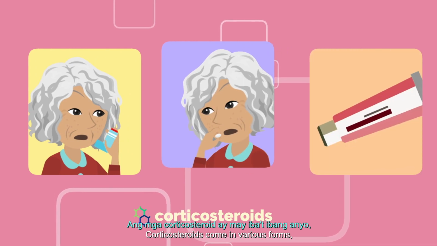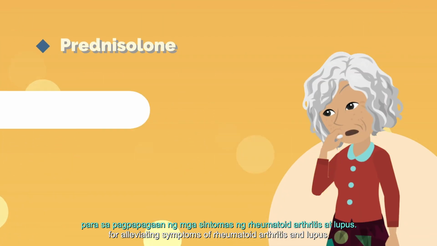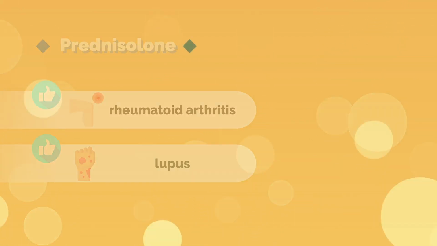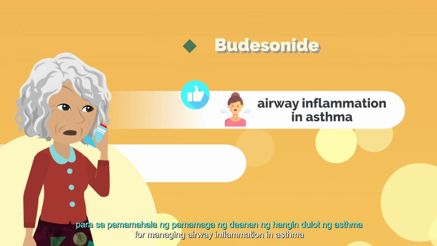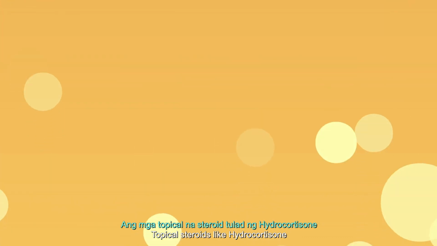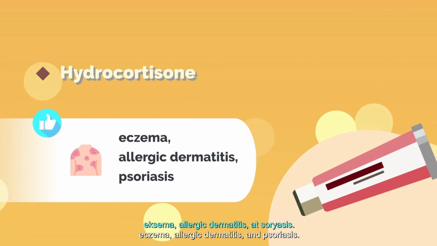Corticosteroids come in various forms, including oral steroids like prednisolone for alleviating symptoms of rheumatoid arthritis and lupus. Inhaled steroids like budesonide for managing airway inflammation in asthma and chronic obstructive pulmonary disease. Topical steroids like hydrocortisone for controlling skin inflammation in eczema, allergic dermatitis, and psoriasis.